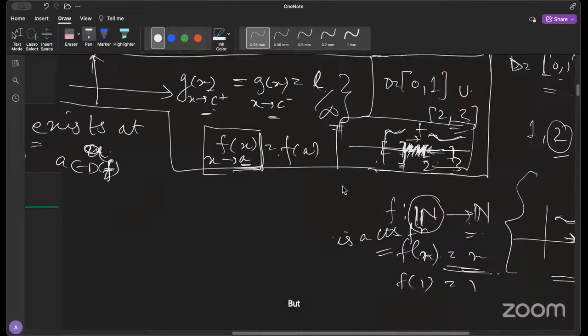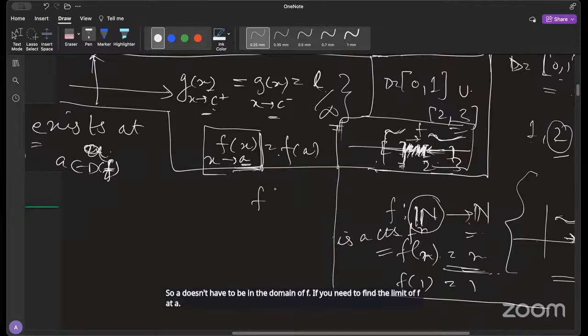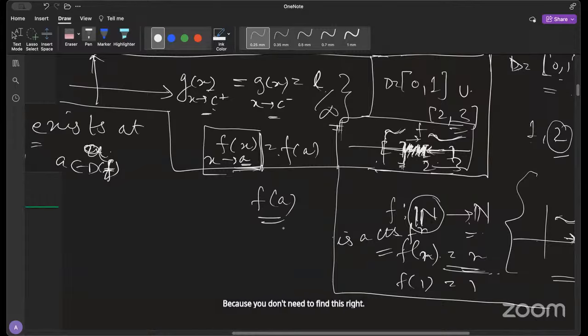But for the limit, ma'am, it doesn't mean that a should be in the domain? No, a doesn't have to be in the domain of f if you need to find the limit of f at a. Because you don't need to find this, right? You don't need this thing in limit. You just need this thing, f(x) as x tends to a, right? Is that all right?